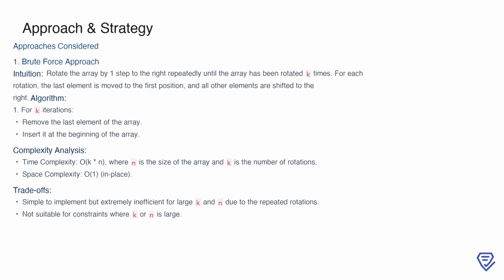Although this method is simple to implement, it has significant drawbacks. Its time complexity is k*n, since we perform k rotations, and each rotation involves shifting the entire array of size n. While it uses no extra space, making it an in-place solution, the inefficiency becomes a major issue for large values of k or n. This trade-off makes it impractical for scenarios with tight performance constraints.